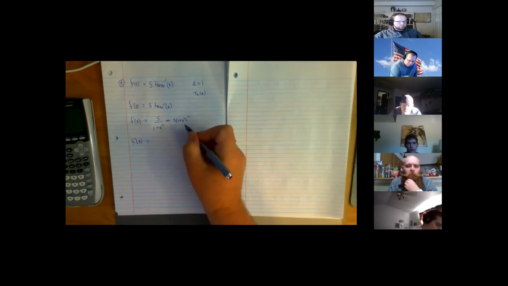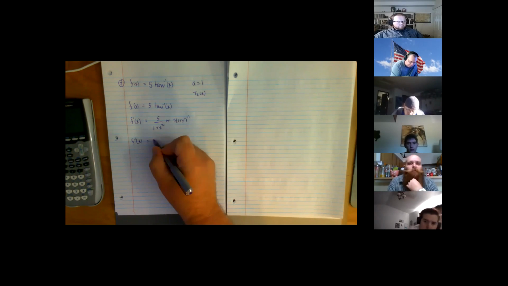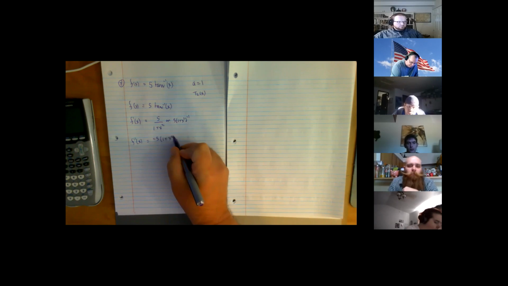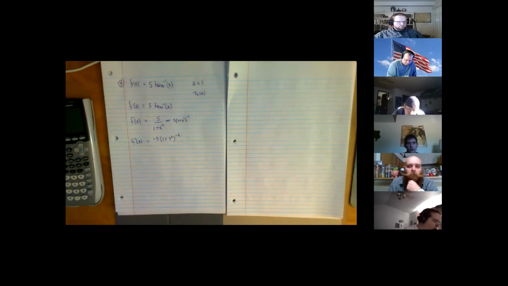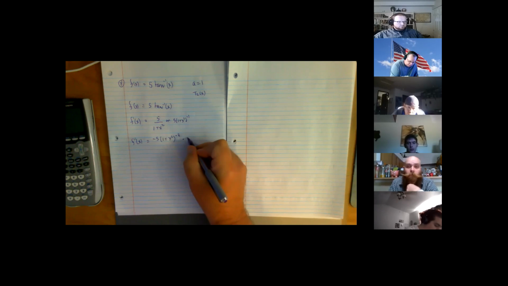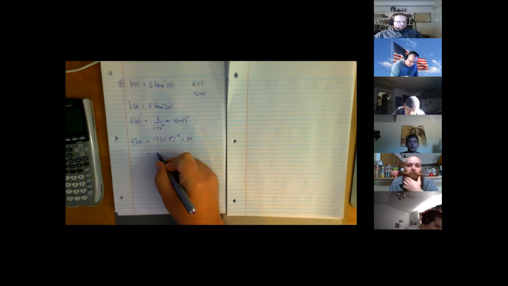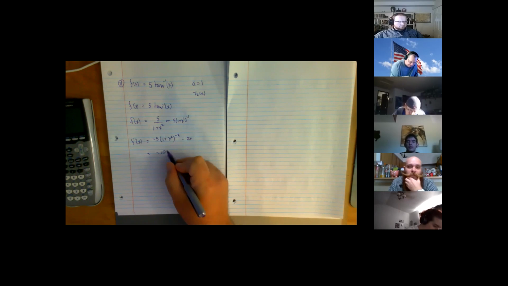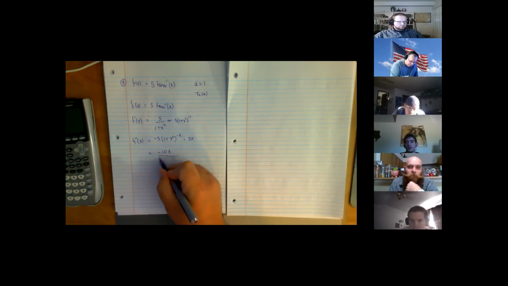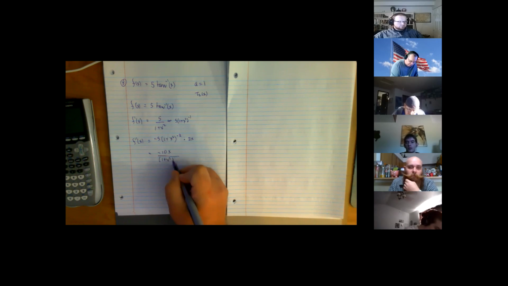So I'm just going to choose to write it like this. This is the same as that. And do a chain rule. So you multiply by the power. You reduce the power by 1. And then you differentiate what's inside. So you end up with negative 10 and an x over 1 plus x squared, squared.